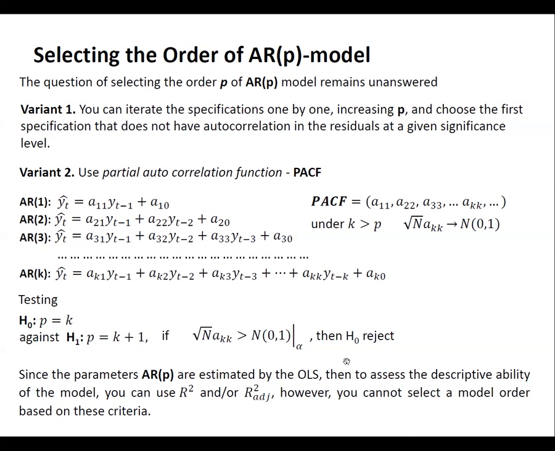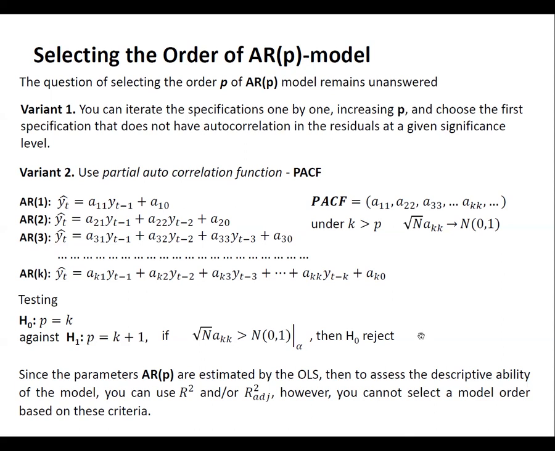In other words, we simply build this PAC function in the statistical package and determine the parameter P based on the significance of the PAC coefficient. That is, as soon as the PAC parameter becomes insignificant, we immediately cut off the following autoregression lags, not using them and not including them in the model.